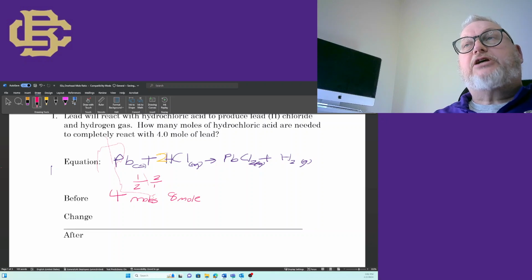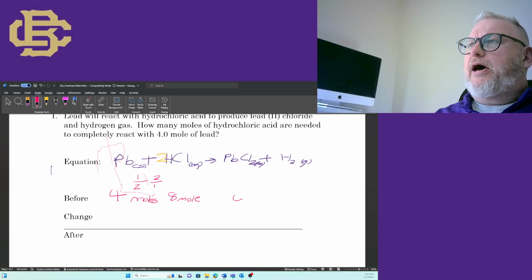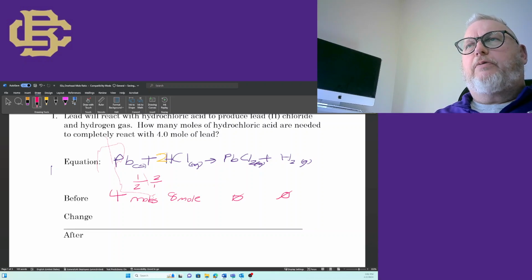Now, before the reaction, am I going to have any products? No, I'm not. So I'm going to have 0. And I'm going to have 0 moles of hydrogen gas. So I'm going to make my change. I'm going to react 4 moles of lead with 8 moles of hydrochloric acid. Consume all of that.